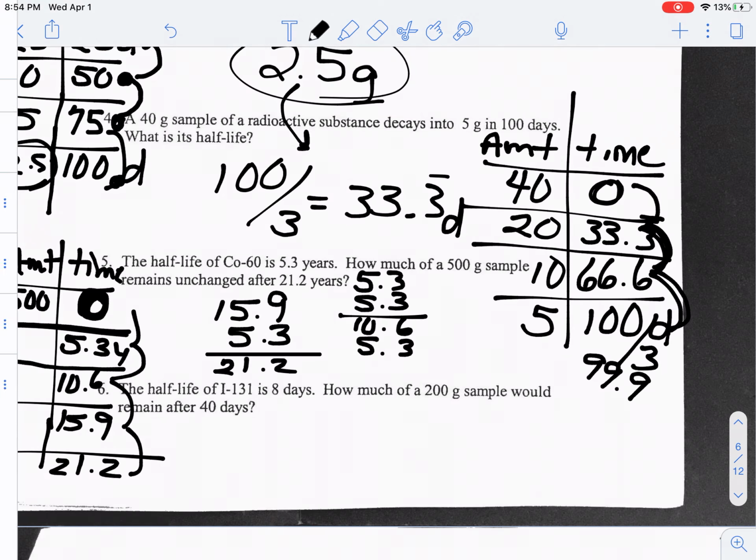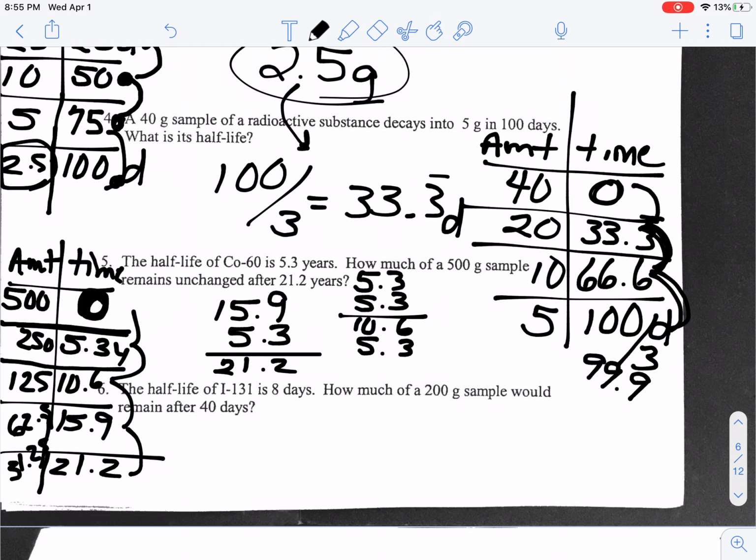So my original sample has to be chopped in half 4 times. 500 in half is 250. 250 in half is 125. 125 in half is 62.5. And 62.5 chopped in half would be 31.25. So that would be my final answer, 31.25 grams. Okay?